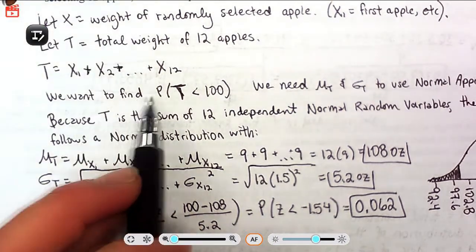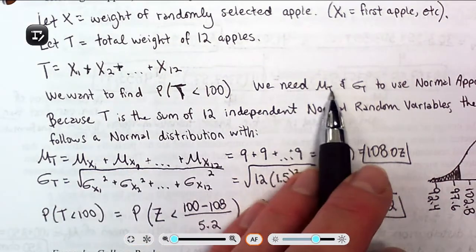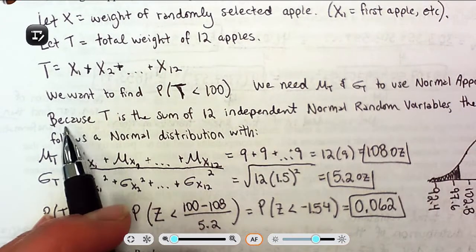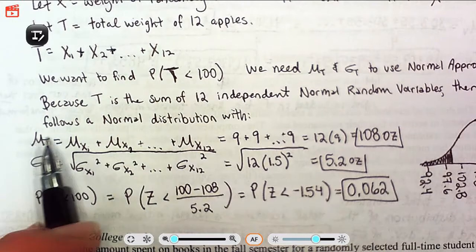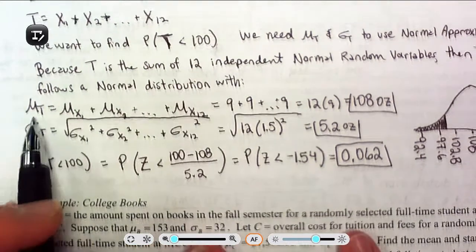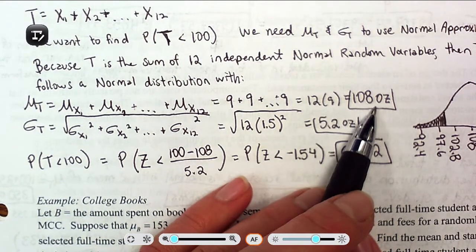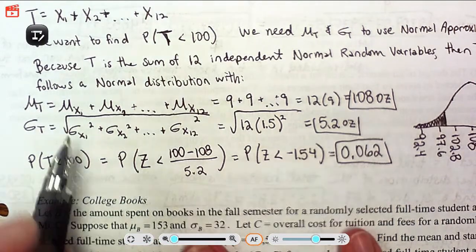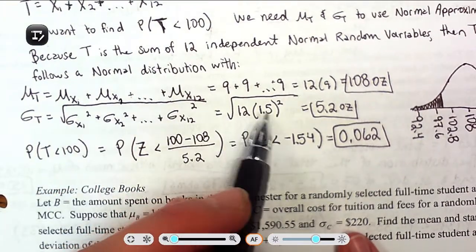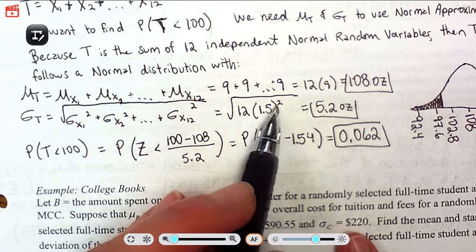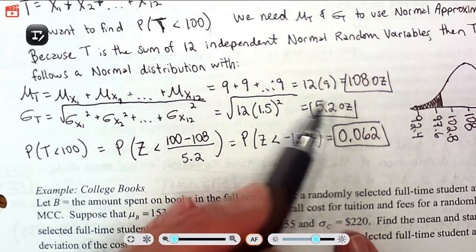Okay, we want to find the probability that t is less than 100. We need mu t and sigma t to use normal approximations. Because t is the sum of 12 independent normal random variables, t follows a normal distribution with mu t defined as the total weight of 12 apples, and sigma t, the standard deviation, being 12 of these 1.5 squareds, square rooted, and so we get 5.2.